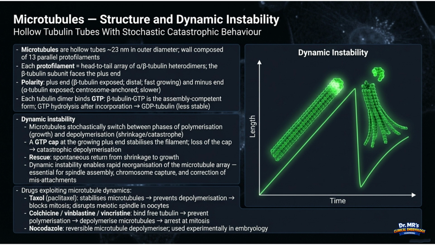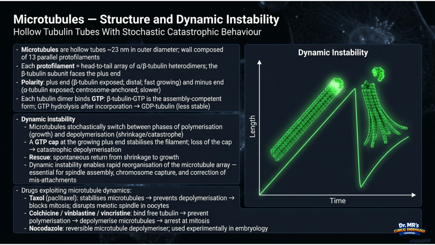I want to spend some time visualizing this because it is heavily tested and conceptually tricky. When a free alpha-beta tubulin dimer is floating in the cytoplasm, the beta-tubulin subunit is holding onto a molecule of GTP. As long as it has that GTP, it is primed and ready to be added to the plus end of a growing microtubule. As the cell rapidly adds these fresh GTP tubulin dimers to the plus end, it builds what we call a GTP cap. You can think of the GTP cap as a molecular clamp.